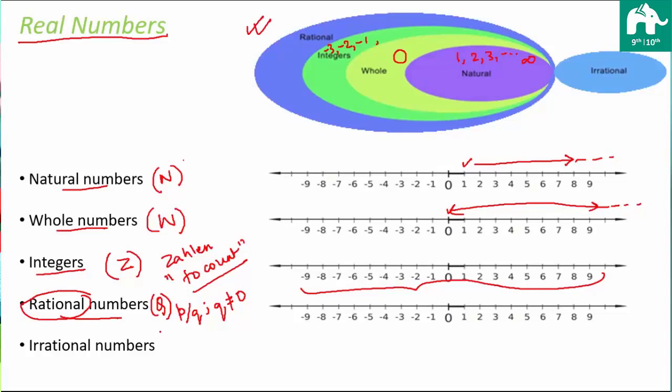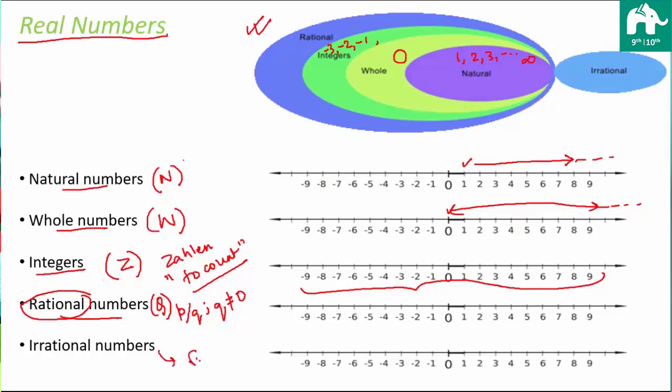Irrational numbers are all those numbers which cannot be represented in the form of P by Q. And where do we see them on the number line? Irrational numbers are numbers like √2, √3, √5, pi. We really do not see them directly on the number line, but yes, they do exist on the number line, and we will learn how to point out an irrational number on the number line. We will learn about that a little later.